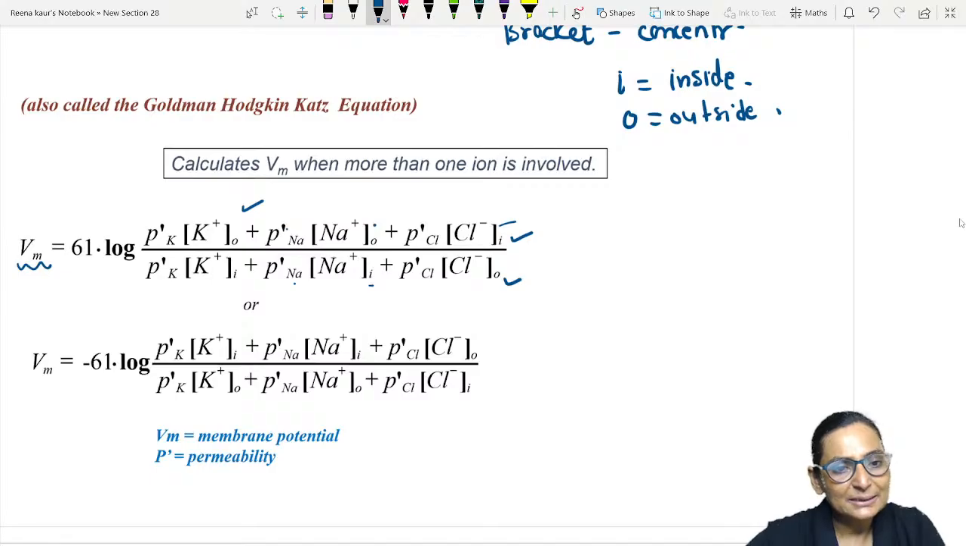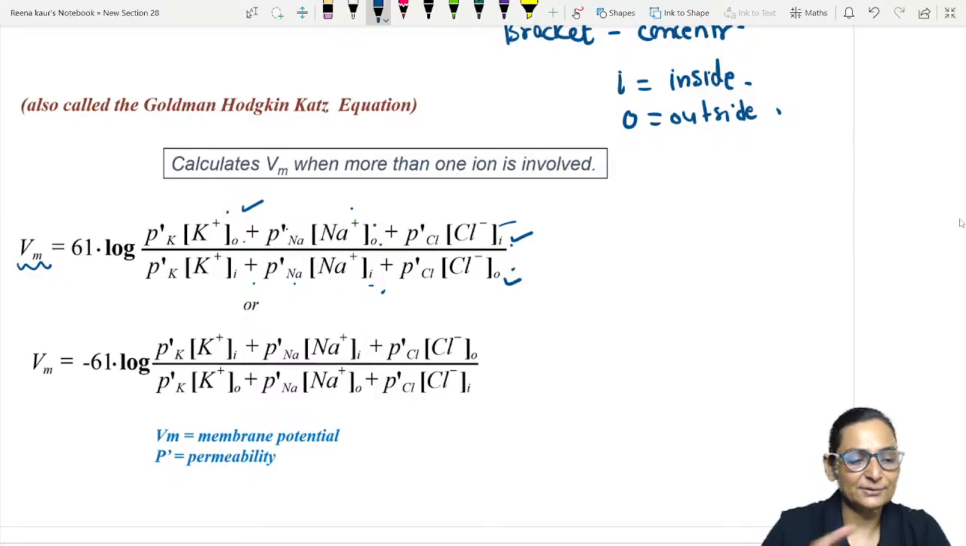So you can see that just to maintain the electrical neutrality of the equation, when we consider the two positive ions, that is potassium and sodium, we take outside by inside, and for chloride we take inside by outside, just to maintain the electrical neutrality.